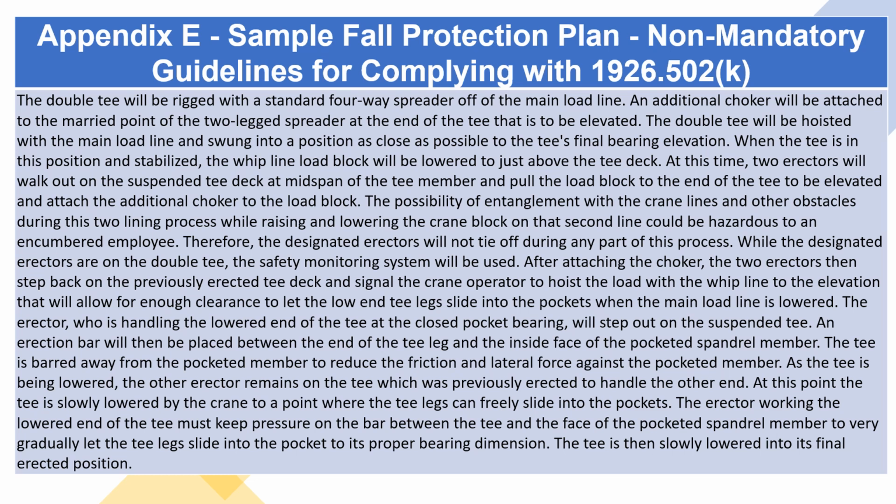As the T is being lowered, the other erector remains on the T, which was previously erected, to handle the other end. At this point, the T is slowly lowered by the crane to a point where the T-legs can freely slide into the pockets. The erector working the lowered end of the T must keep pressure on the bar between the T and the face of the pocketed spandrel member to very gradually let the T-leg slide into the pocket to its proper bearing dimension. The T is then slowly lowered into its final erected position.